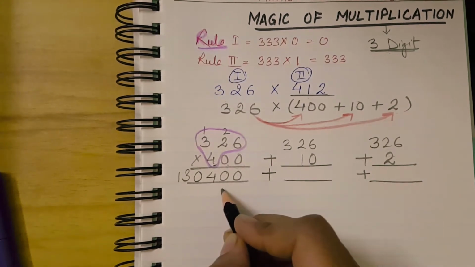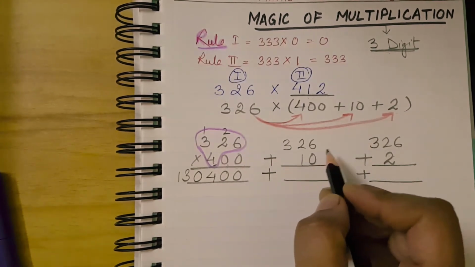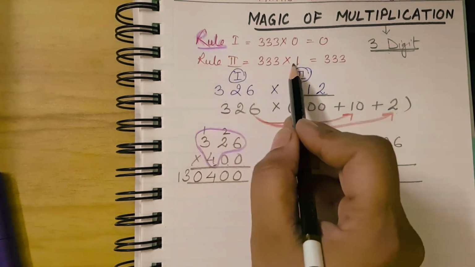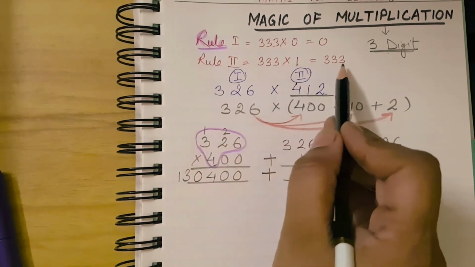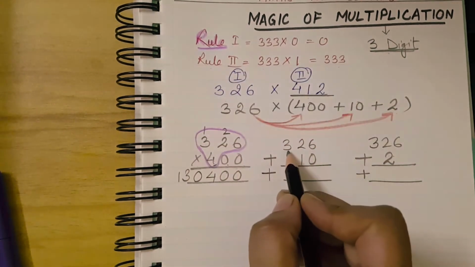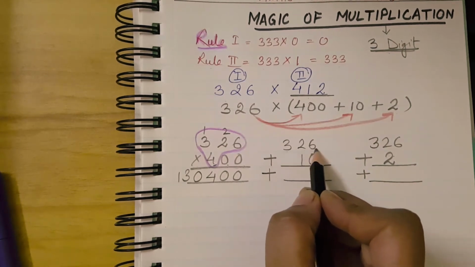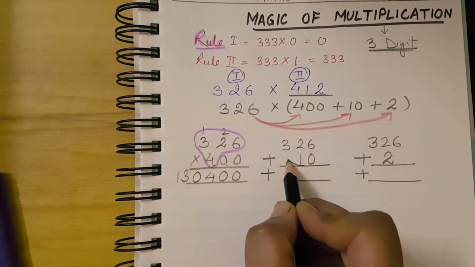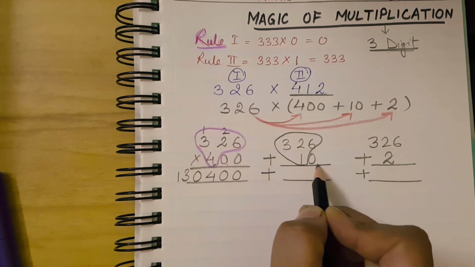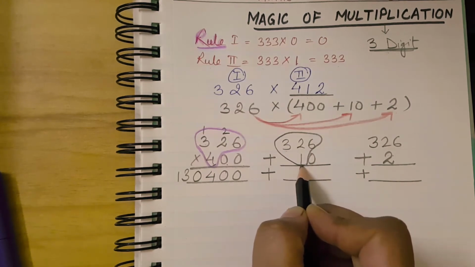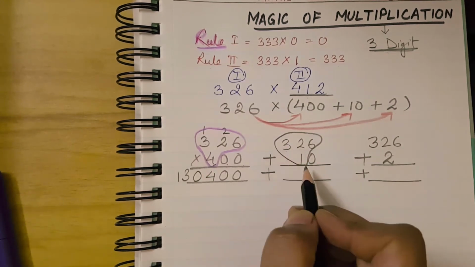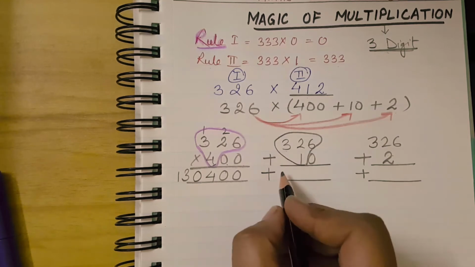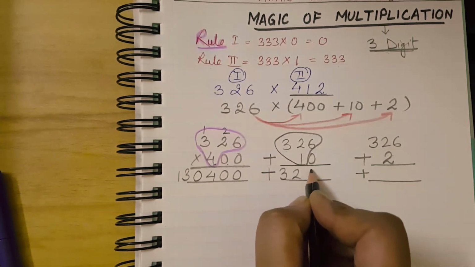Isn't it easy? Now, the second rule: a number multiplied by 1, the number itself is your answer. See here, 326 is multiplied with 1. We are not going to multiply with 0. First multiply with the number. A number multiplied by 1, the number itself is your answer.